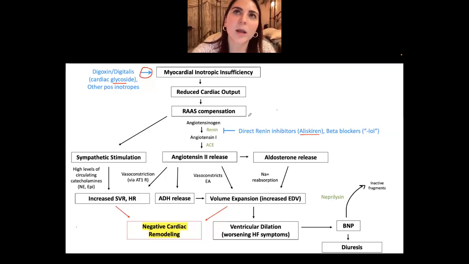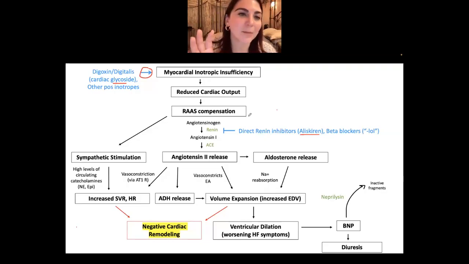So remember, or I don't know if we covered it, but the juxtaglomerular cells in the kidney, those are the cells that are releasing renin. They have beta-1 receptors on them. So beta blockers actually can block renin production by blocking the beta-1 receptors on the JGA cells. That makes sense. Everyone forgets that renin comes from the kidneys, which are stimulated by beta-1.